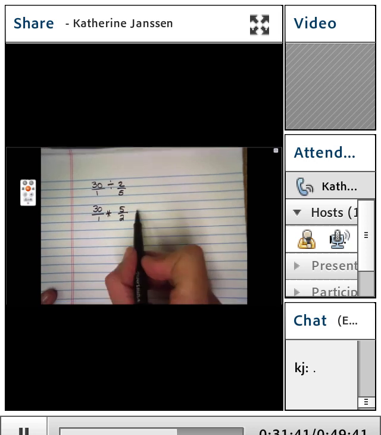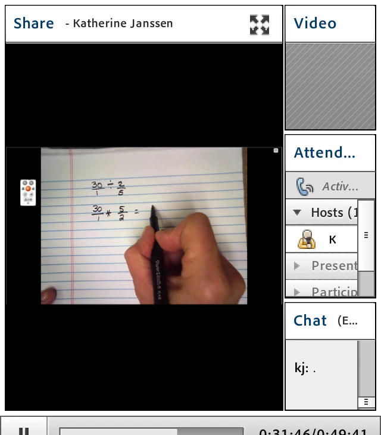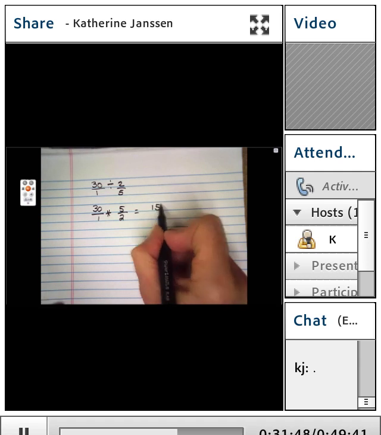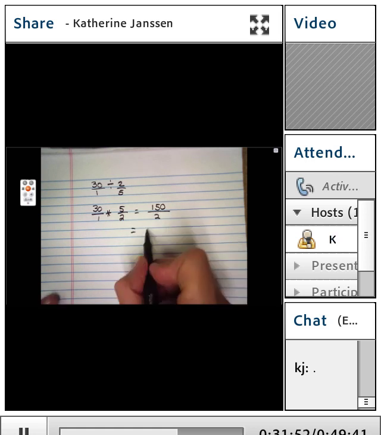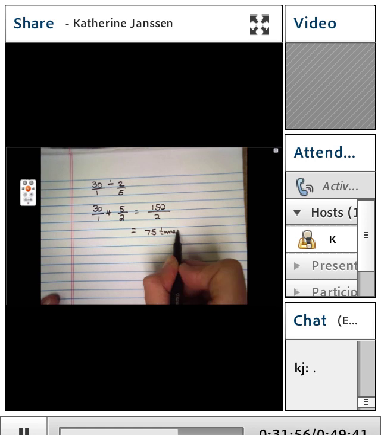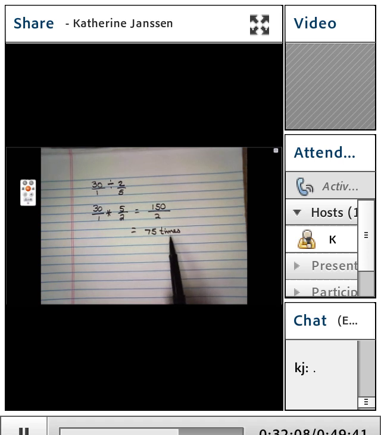Multiplication of fractions now is a piece of cake. 30 times 5 is 150. 2 times 1 is 2. And 2 goes into 150 75 times. So Benny will be able to brush his teeth 75 times with 2/5 gram of toothpaste each when he has a 30-gram toothpaste tube.